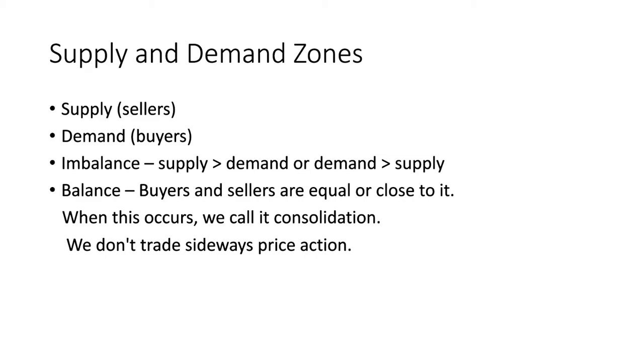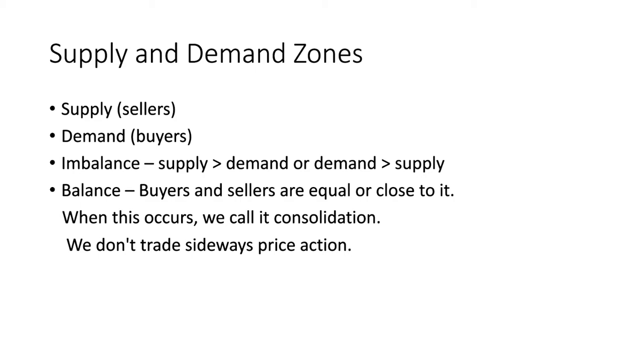The imbalance is basically supply is more than demand, or demand is more than supply. And that's your basics. So either way, when there's an imbalance, that means the price is going to go up or it's going to go down, whichever imbalance is going to shift that price at that time.